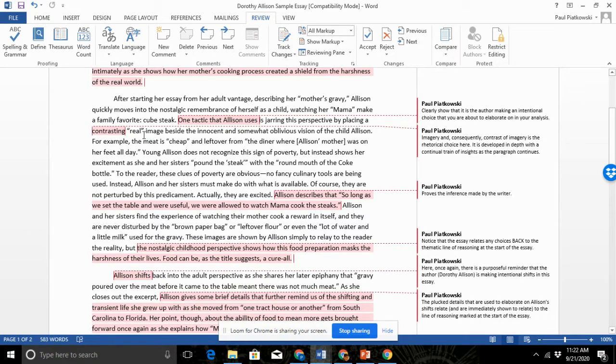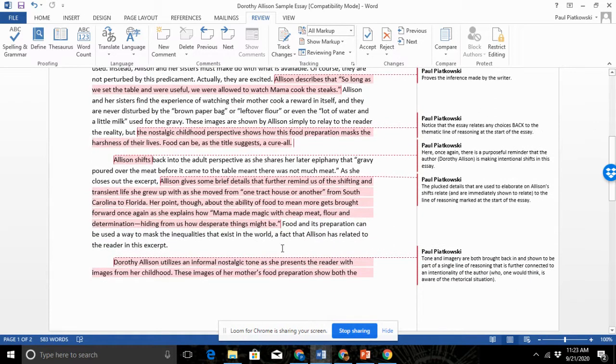You see all of the quotes. The cheap, the diner where Allison's mother was on her feet all day, the pound the steak with the round mouth of the Coke bottle, all these details being plucked out. Allison describes that so long as we set the table and are useful, we're allowed to watch Mama cook the steak. Don't be afraid to use quotes if they're appropriate. And of course, this proves the inference that was being made before. And you always want to make sure you're proving things and talking about it and basically teaching the reader what you see and what you're analyzing. And of course, it goes back to that theme, the line of reasoning started at the beginning of the essay.